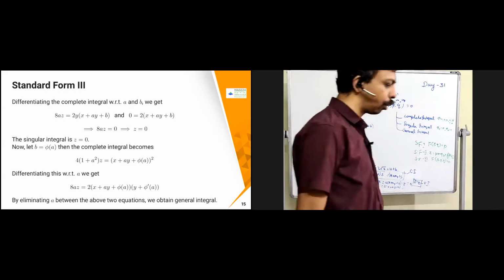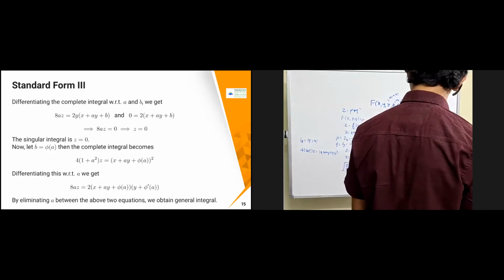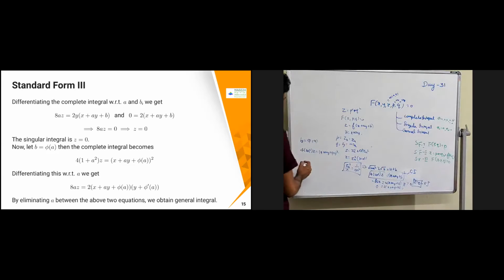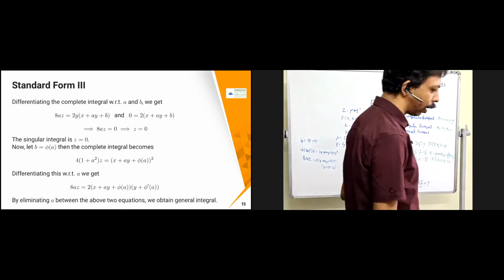Now for the complete integral, you need to differentiate this with respect to a. So you are going to get 8a z equal to 2 into x plus ay plus pi of a into y plus pi dash of a. Now if you solve this equation, then you are going to obtain the solution. But how do we solve that? We will leave it because this is just an idea, because you cannot solve it explicitly. Pi dash of a is going to come. So we eliminate a between the above equations.